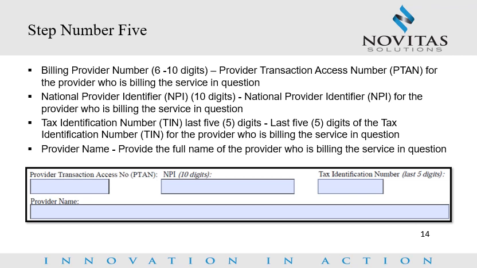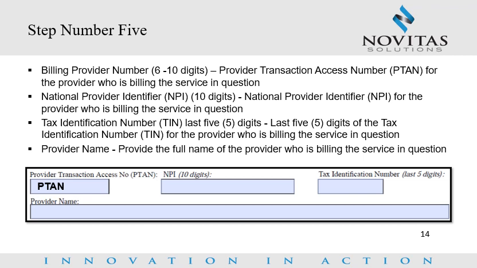As we are not able to add provider-specific information due to privacy restrictions, I will type in generic details in each field. These fields include the Provider Transaction Access Number, or PTAN, is a 6 to 10-digit number assigned to the provider who is billing the service in question. We will type in PTAN to show as an example.